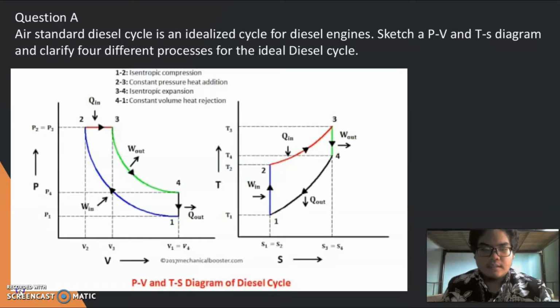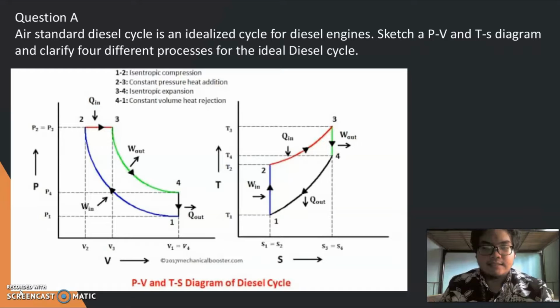volume heat rejection. For the first process, isentropic compression, in this process, the piston moves from bottom dead center to top dead center. The compression of air takes place isentropically. It means that during compression, the entropy remains constant and there is no flow of heat out of the cylinder walls. Non-conductor happens. Here, the air is compressed, so the pressure increases from P1 to P2. Volume decreases from V1 to V2. Temperature increases from T1 to T2 and entropy remains constant, S1 equal to S2.